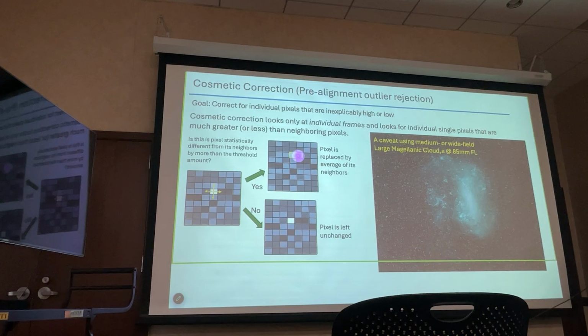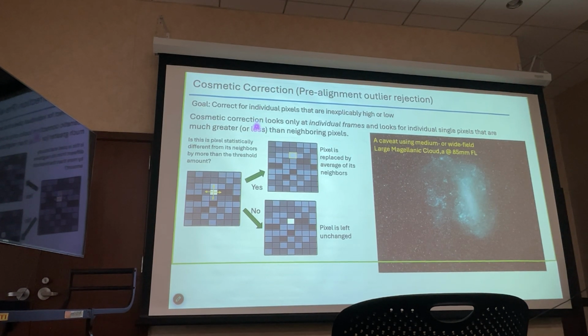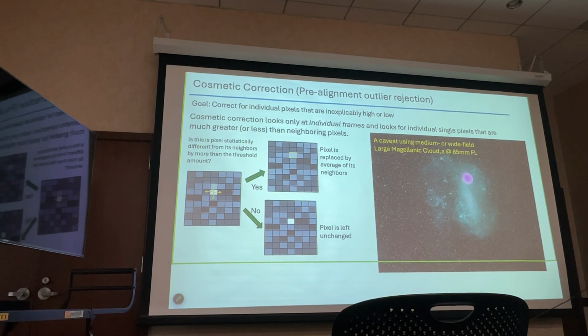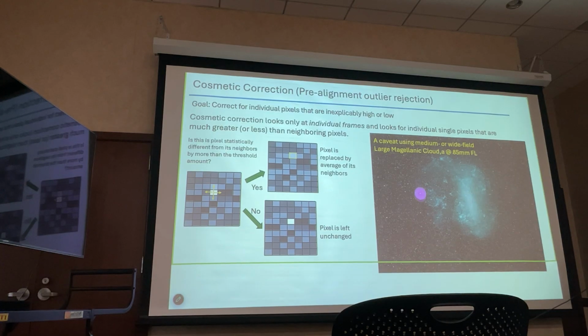Okay, so that's the first step. It's looking within each individual frame and only looking at the surrounding neighbors. We'll see there's other forms of outlier rejection as well, but this is the so-called cosmetic correction. There is a little bit of a caveat here that I'll simply mention, that if you're doing wide field photography, so here's a photograph of the Large Magellanic Cloud that I took down in Chile back in October.